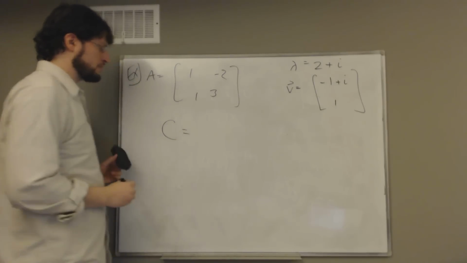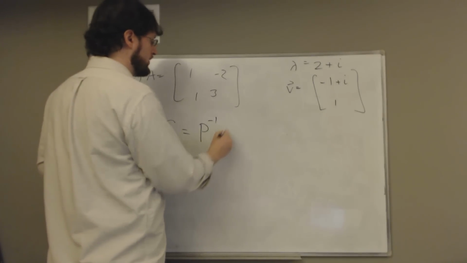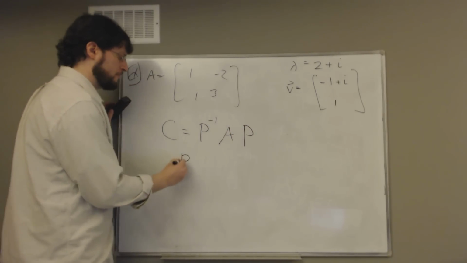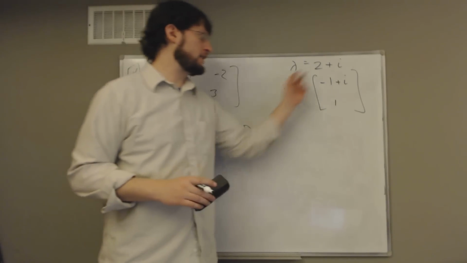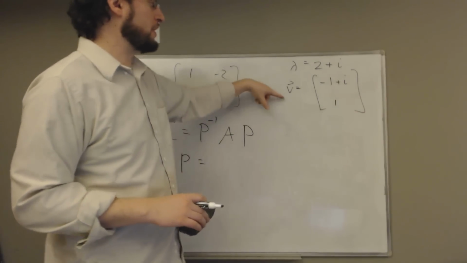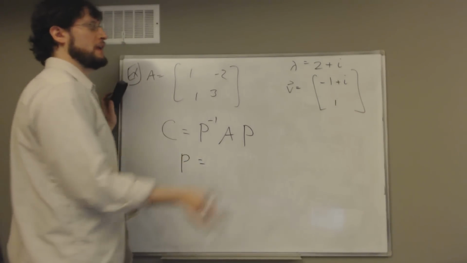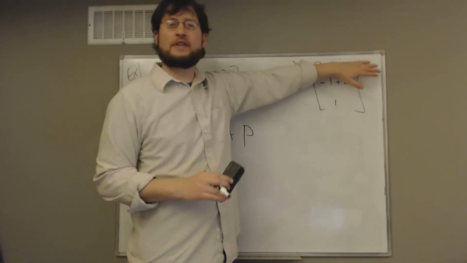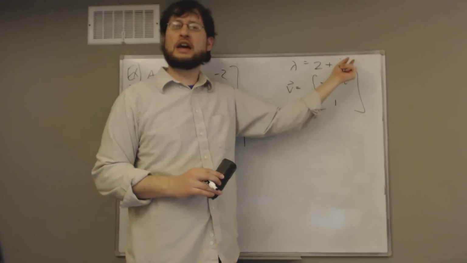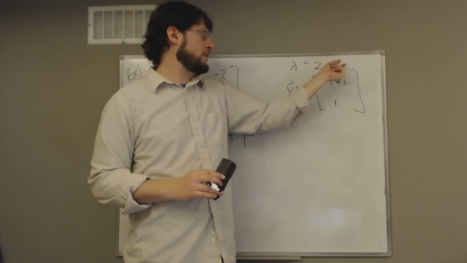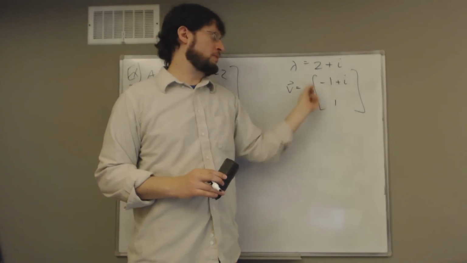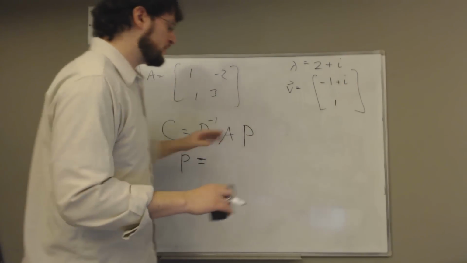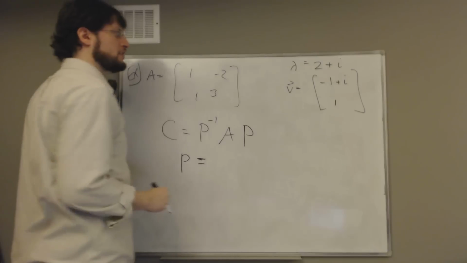We're going to make this matrix, which I'm going to call C, and it's going to be P inverse times A times P, where P is a matrix that's constructed out of the complex eigenvector that we get from either of the complex eigenvalues. Remember that the eigenvalues are complex conjugates. If we get 2 plus i, we get 2 minus i as well. In fact, the other eigenvector would be the conjugate of this, and it would be minus 1 minus i and 1 as well. We can use either of these, but since we found this one, let's use it.